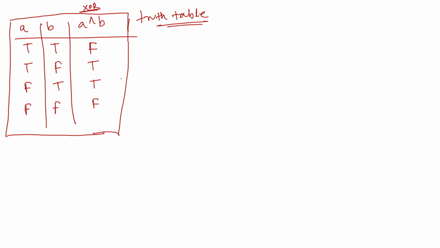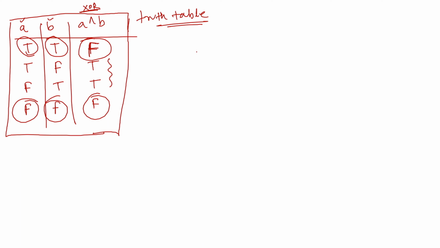You have to remember this table and see one thing. When both A and B are true, you will get false as a result, and when both A and B are false, you will get false as a result. In other scenarios, you will get true. That means if the values of A and B are the same, you will get false as a result, otherwise if the values are different, you will get true as a result. So this is the truth table of the XOR operator.